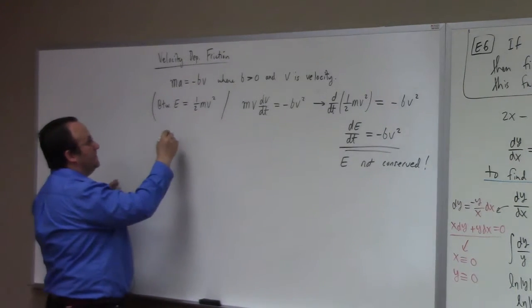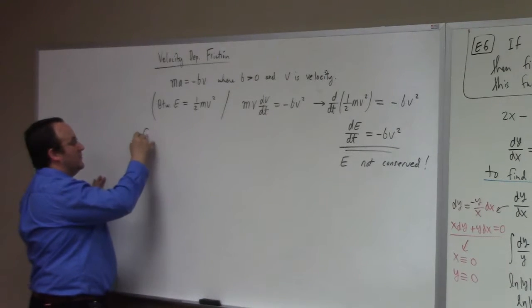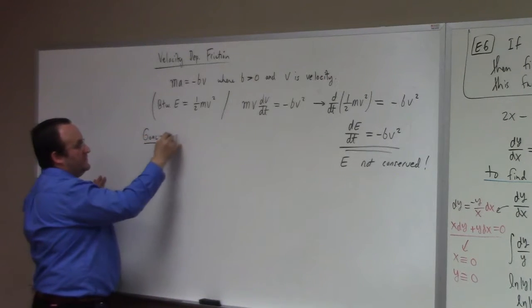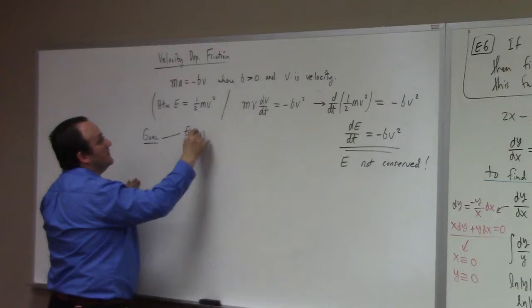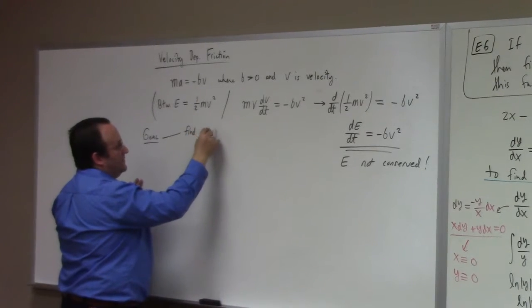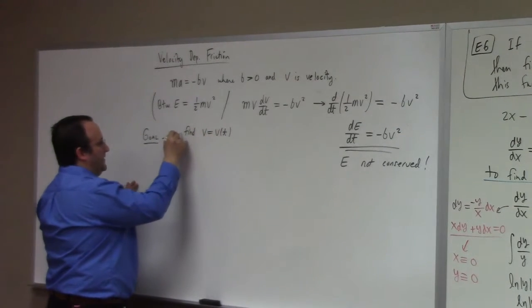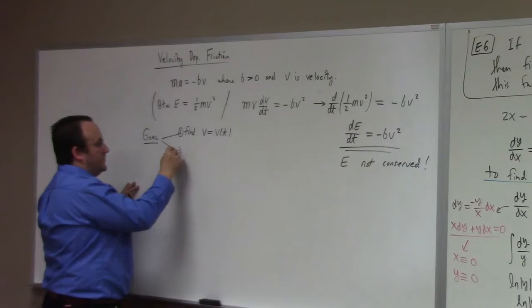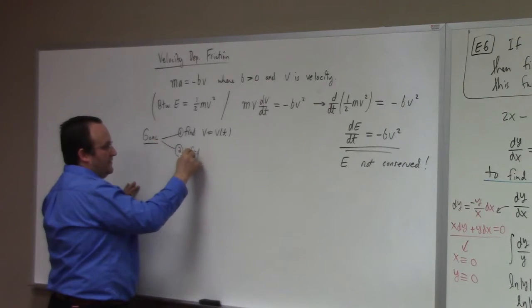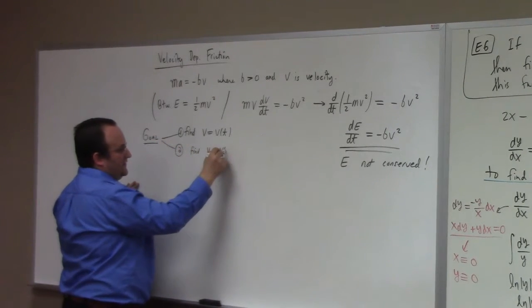We've got ma. So there's two things I want to find. Our goal: find velocity as a function of time. That's goal number one. And goal number two, we want to find the velocity as a function of position.